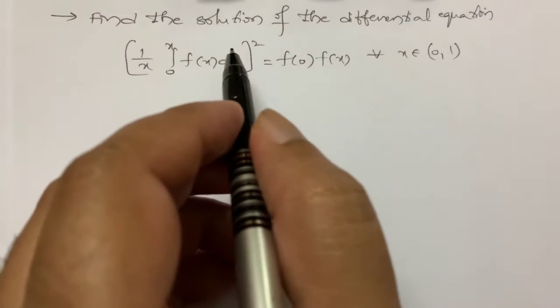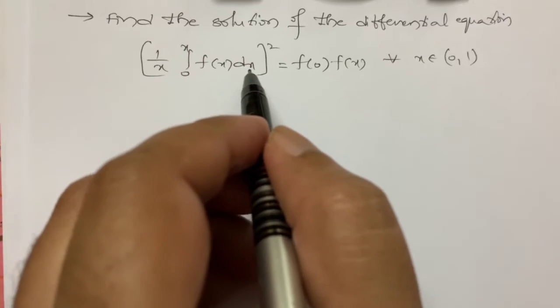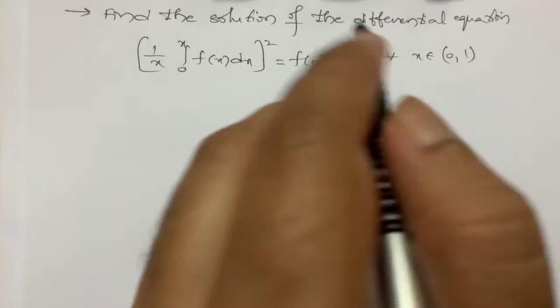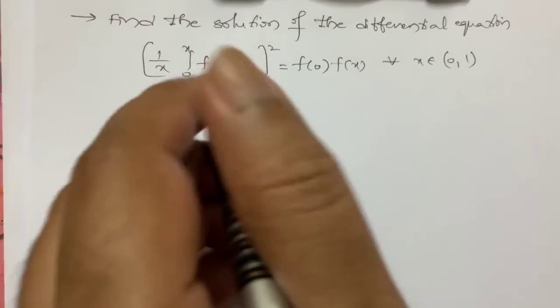Find the solution of the differential equation. (1/x ∫₀ˣ f(x) dx)² = f(x) f(0) for all x belonging to (0,1). So first we will simplify this as one more step.